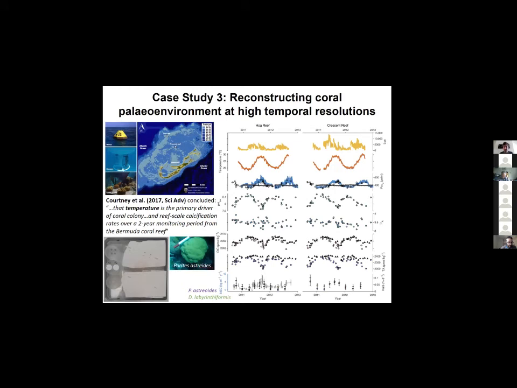And finally, the third case study, which we're still collecting data for, is really good at demonstrating how the laser ablation approach can reconstruct the paleo-environment to even higher resolution. So in this study, we went to a well-studied area, Hog Reef, which is a rim reef on the edge of the Bermuda carbonate platform, and where a NOAA buoy has been moored there continuously collecting environmental data. And previous studies have shown that temperature is the primary driver of coral calcification here.